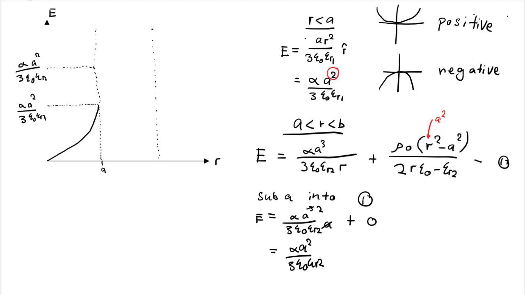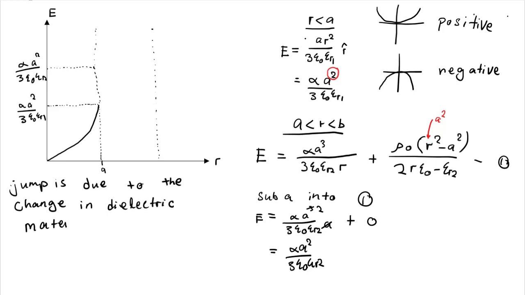The reason for this jump is due to the change in the dielectric material. So the jump is due to the change in material. Okay, so this is very important. It's not connected, and you have to watch out for this every time.